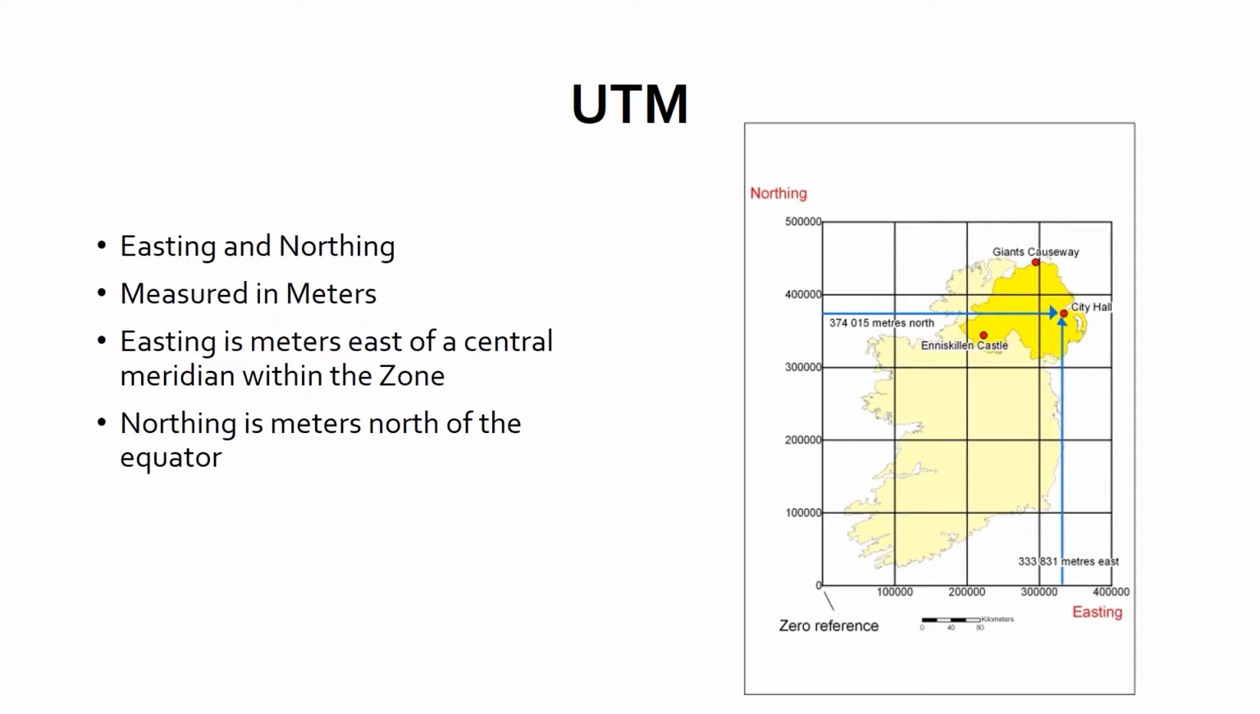So here's a graphic. It's not really accurate because we don't know what grid zone it is, but it's the same concept. So City Hall is 374,015 meters north and 333,831 meters east from the 0 reference.